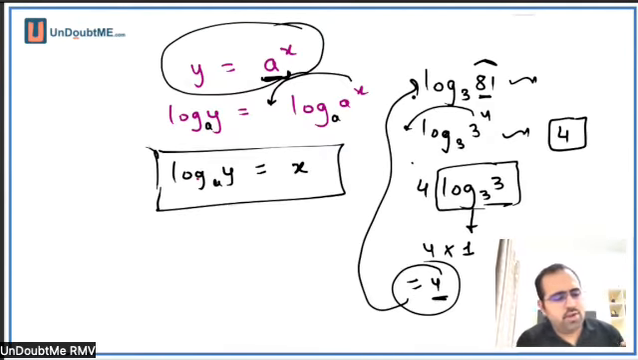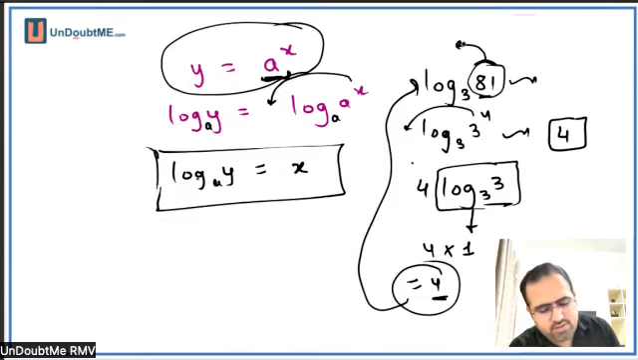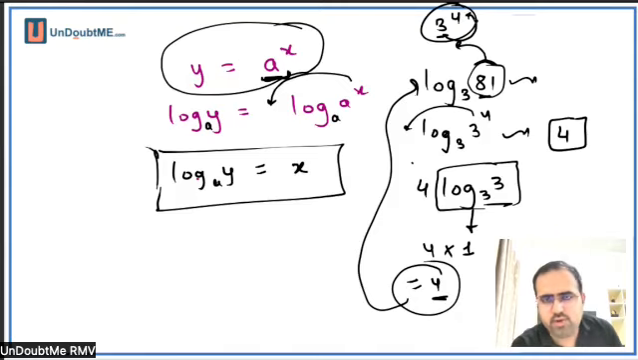you have to recall the definition of log: the power to which the base must be raised to get the number. Okay, so what is the number? The number is 81. 81 is 3 raised to the power 4. So this base 3 is raised to the power 4 to get that number. So that is why we call it a logarithm.